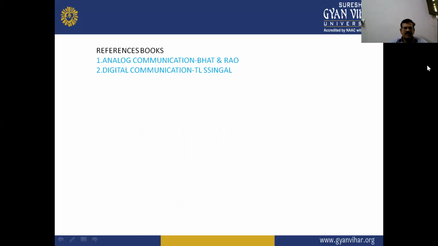And these are some reference books: Analog Communication by Bhatt and Rao, and Digital Communication by T.L. Singhal, that cover all these topics.